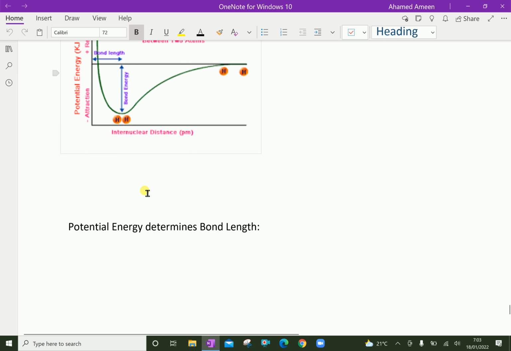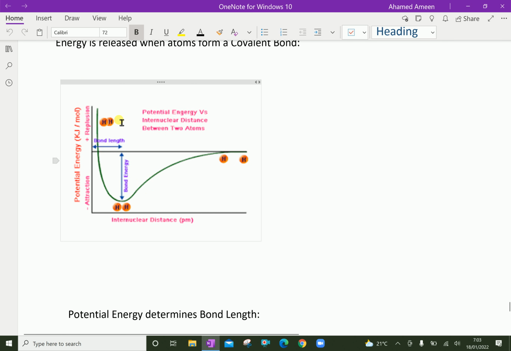Potential energy determines bond length. Here, look at this. When the two bonded hydrogen atoms are at their lowest potential energy, the distance between them is approximately 75 micrometers. This distance is considered the length of the covalent bond between two hydrogen atoms. The distance between two bonded atoms at their minimum potential energy is known as bond length.